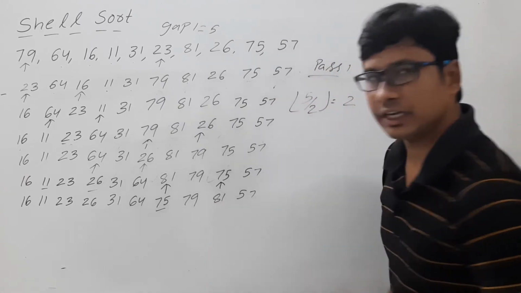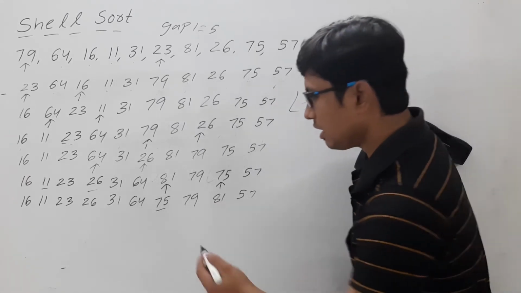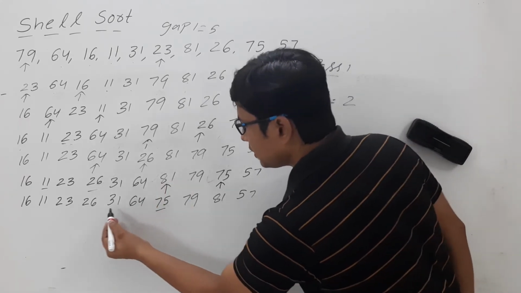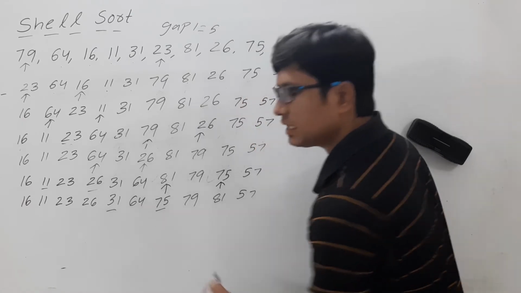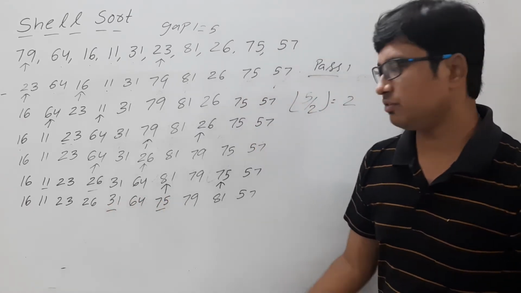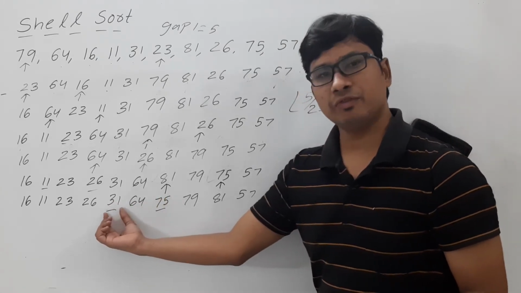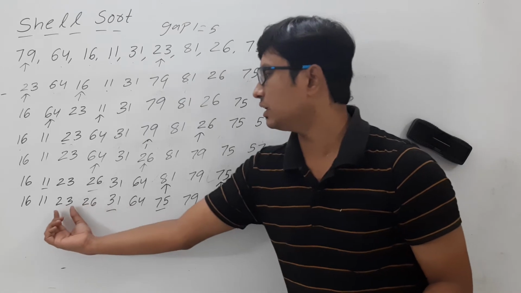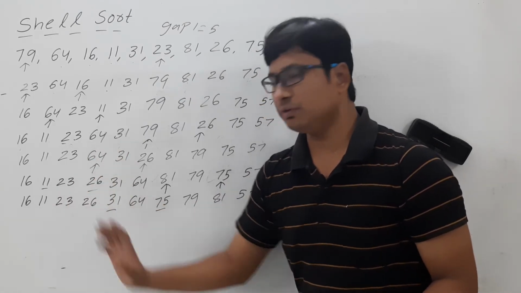Now 75 came here. Now 75 we need to compare with whom? Gap 2. So 64 and 31 in the backward direction. So 31 and 75 need to be compared. Now 31 is less than 75. So I no need to perform any swapping. If I am not performing swapping, obviously 31 is less than 23, already we have checked it. If it is so, we will leave it.